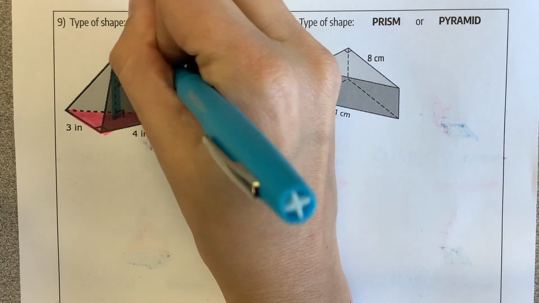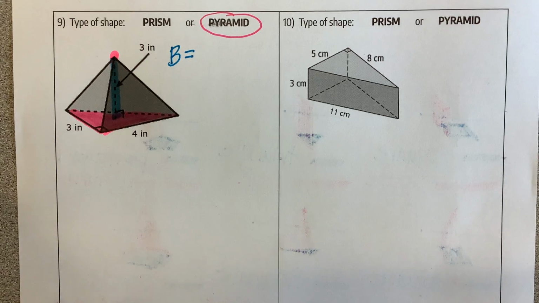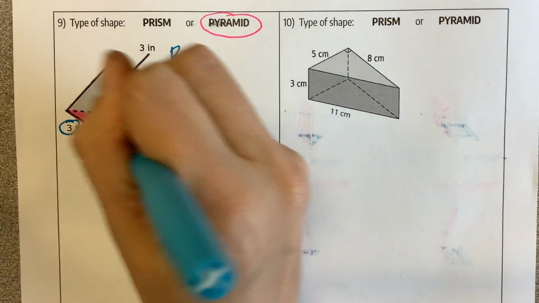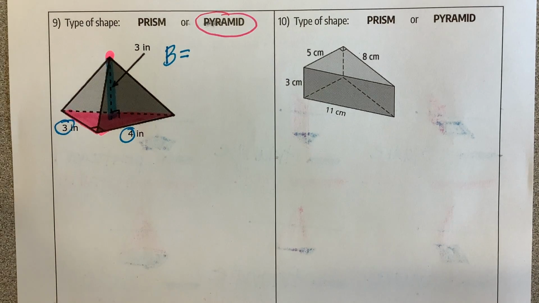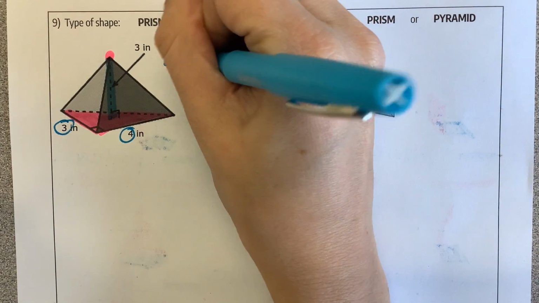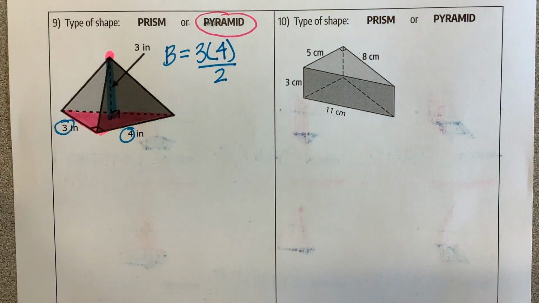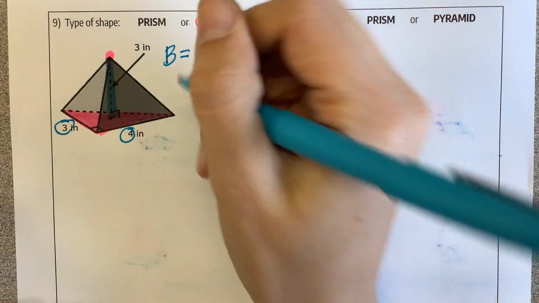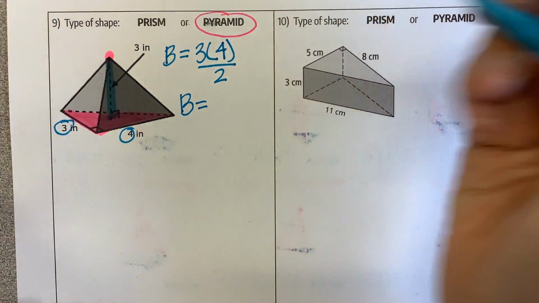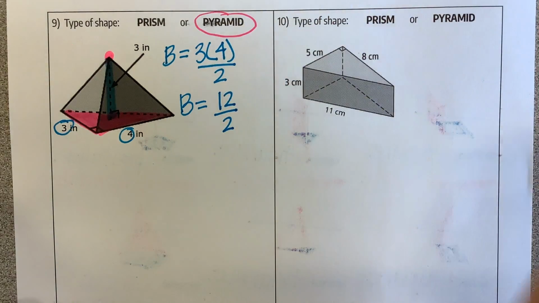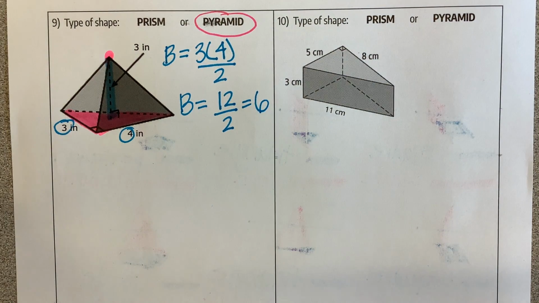We need to find the area of our base. This time we don't have a square base, we have a triangle base with the dimensions 3 and 4. For the area of a triangle, we're doing 3 times 4. Don't forget, triangles divide by 2 for area. So 3 times 4 is 12. 12 divided by 2 is 6. So the area of our base is 6.